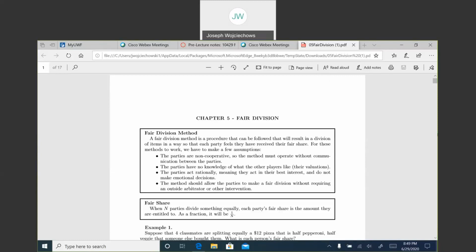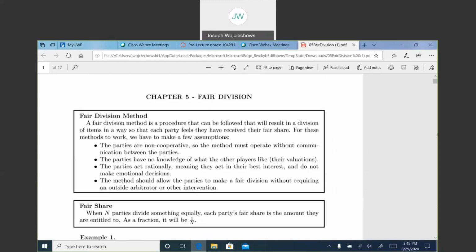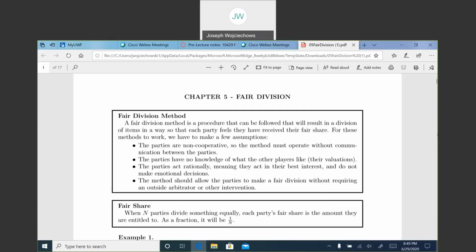Okay, so today we're going to look at the fair division chapter. A fair division method is a procedure that can be followed that will result in the division of items in a way so that each party feels they have received their fair share.